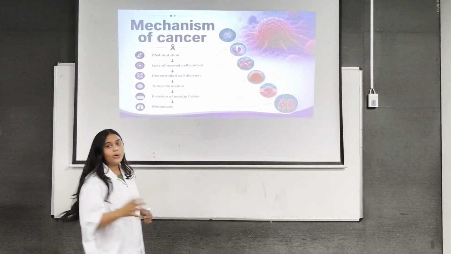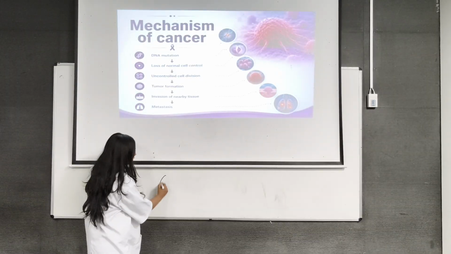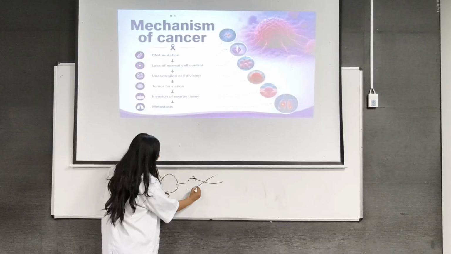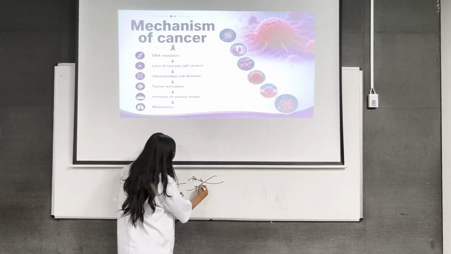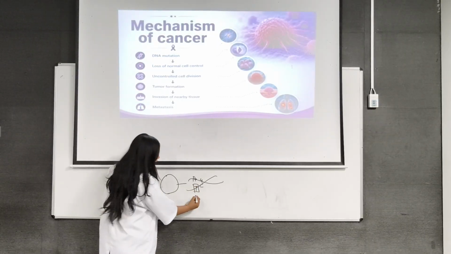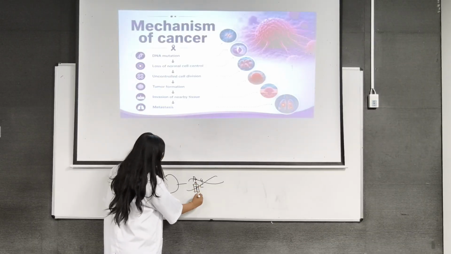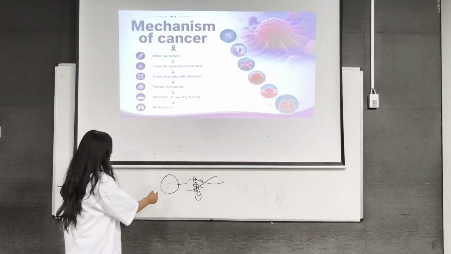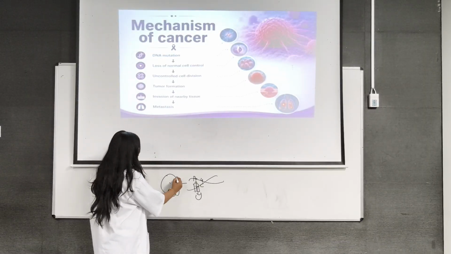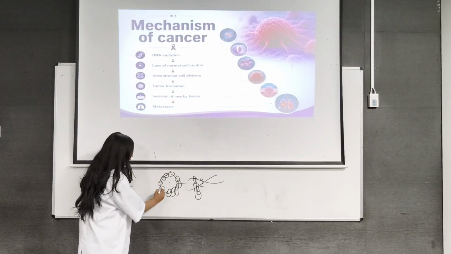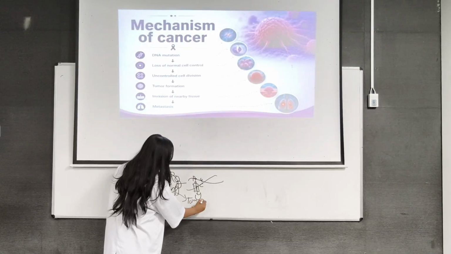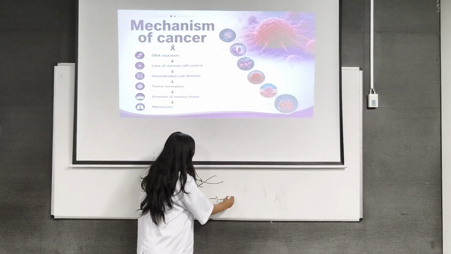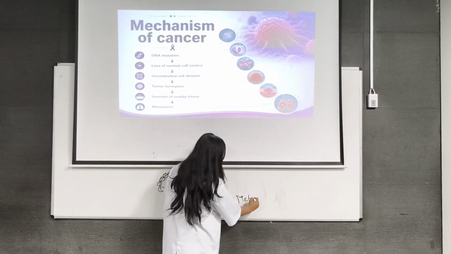Now, the mechanism of cancer. How does cancer occur? So first, DNA mutation. Suppose this is a cell and it has its own DNA, and this DNA has some nucleotides in which adenosine will bind with thymine and guanine will bind with cytosine. But in the place of thymine, uracil will be present and that will bind with adenosine. So this cell will lose its normal control, and after losing its normal control, this cell will divide abnormally, and this will form a solid mass which we call a tumor, and this tumor has a capability to invade other nearby tissue, and it can spread the cancer, and that process we call metastasis.